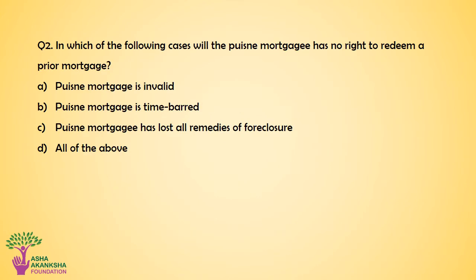Question number 2. In which of the following cases will the Puisne mortgagee have no right to redeem a prior mortgage? Option A. Puisne mortgage is invalid. Option B. Puisne mortgage is time barred. Option C. Puisne mortgagee has lost all remedies of foreclosure. Or option D. All of the above. The correct answer for this question is option D. All of the above.